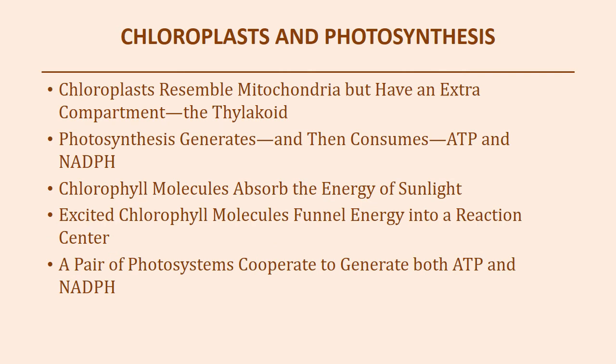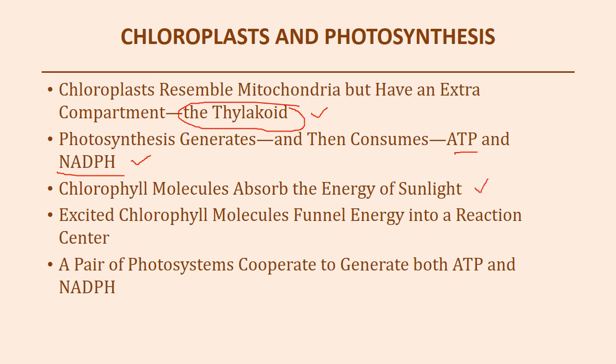So it says chloroplast resembles the mitochondria but has an extra compartment, the thylakoid. That one's really important because that's the location of stage 1 of the photosynthesis. Photosynthesis will generate and then consume ATP and NADPH, check. These are the products of stage 1 or step 1, and then these are the reactants that go into the Calvin cycle. The chlorophyll molecule absorbs the energy from the sunlight. Yes, thank you very much.